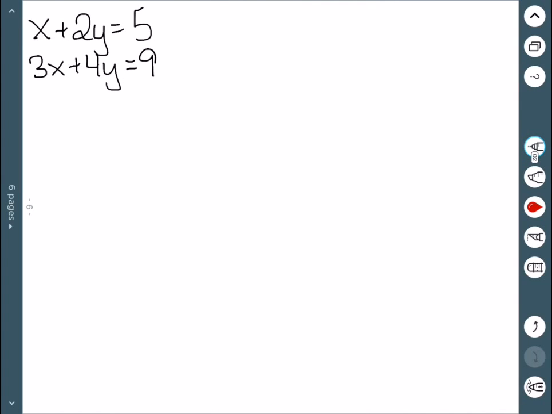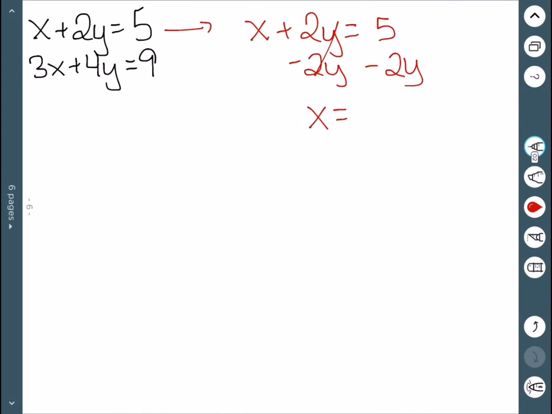We now have this system of equations, x plus 2y equal to 5 and 3x plus 4y equal to 9. Our first step says we should pick one equation and solve for one of the variables. Ideally, we want to pick an equation and a variable that already has a coefficient of either 1 or -1. In this case, we're going to solve the first equation for x. So we have x plus 2y equal to 5, and we will subtract 2y from both sides. This gives us that x is 5 minus 2y.